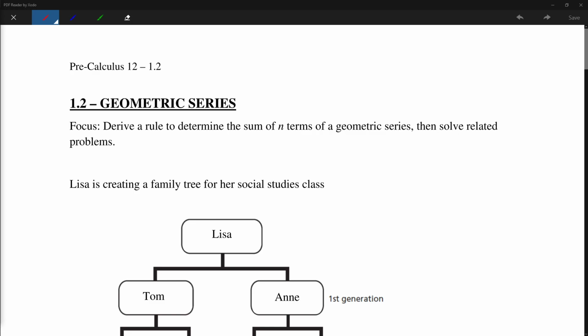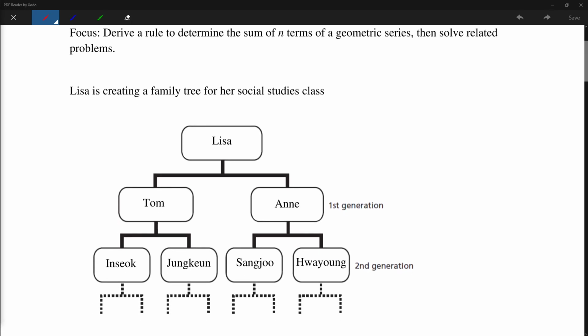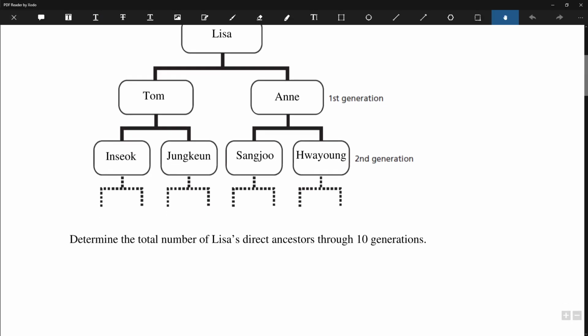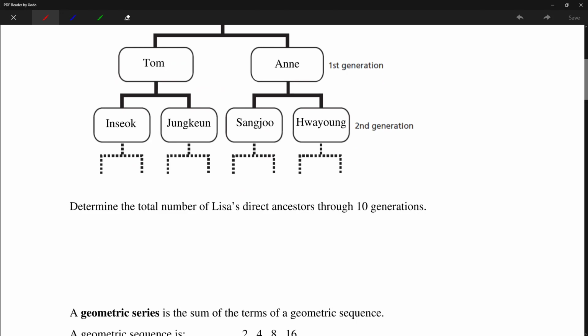Lisa is creating a family tree for her social studies class. Lisa has two ancestors in the first generation, Tom and Anne, and four ancestors in the second generation above. If we were to organize this information into a table, we'll have the following. First generation would be two ancestors.